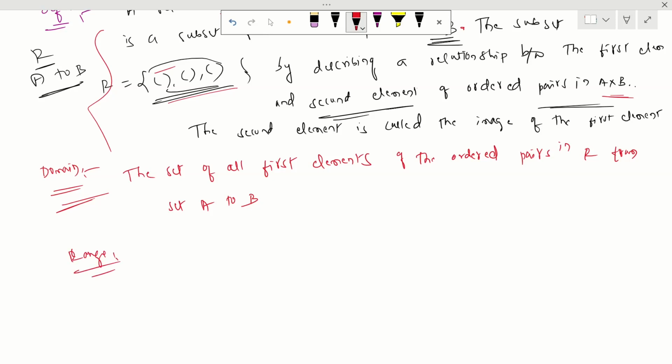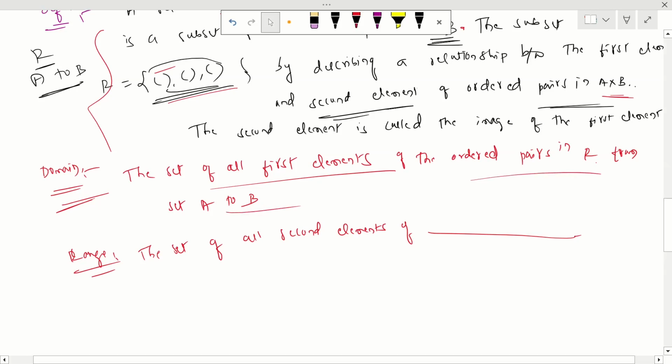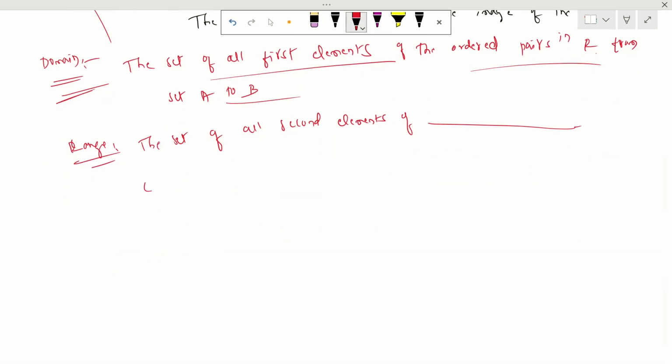Now the range is the set of all second elements of the ordered pairs in a relation from A to B. The remaining things you write the same. And the codomain is the set of all elements of the second set. Now you understood properly the meaning of range, domain, and codomain.